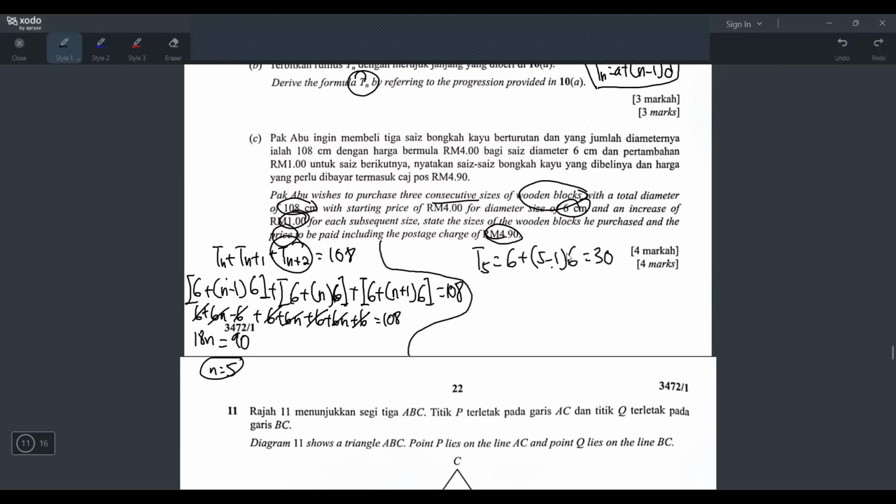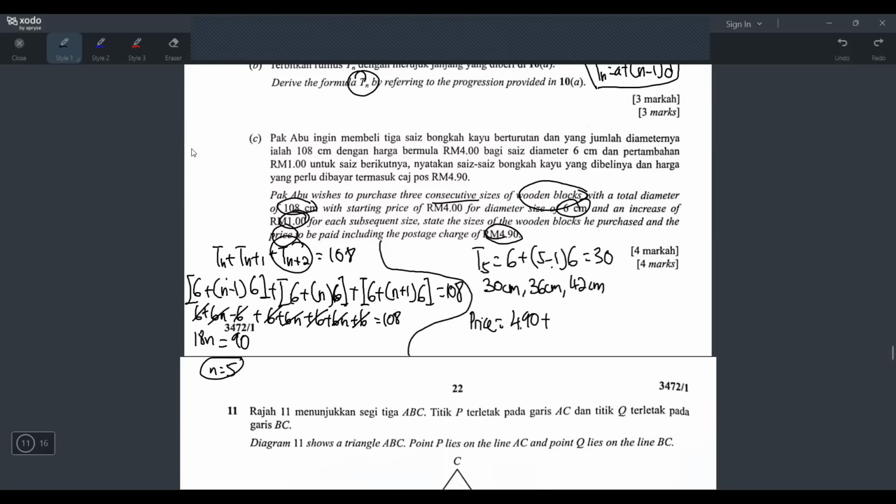So this is the real diameter. It means the diameters of the 3 wooden blocks he bought: the first one is 30 cm, the next one is 30 plus 6, which is 36, and then 42. I can plus 6 because it's consecutive. Okay, now this is correct. Then, they ask for the price, right? Since there is postage of 4 ringgit 90 cent, I will take the 4 ringgit 90 cent postage charge, plus the price of the wooden blocks, this one plus this one plus this one. But the price is 4 ringgit when it's 6 cm.